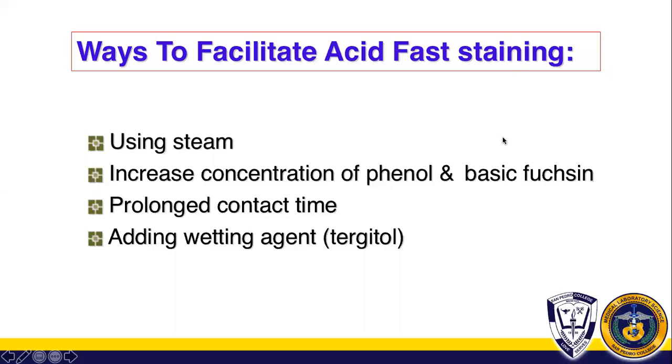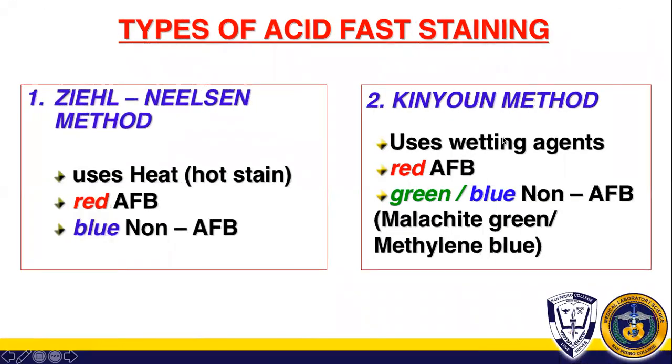The types of acid-fast staining. There are 4 types of acid-fast staining, but the most widely used is the Ziehl-Neelsen method, followed by the Kinyoun method. In the Ziehl-Neelsen method, heat is used as the mordant, so it's called the hot stain acid-fast method. Here it makes use of carbolfuchsin as the primary stain and methylene blue as the counter stain. So acid-fast organisms are stained red, non-acid-fast organisms and the background are stained blue.